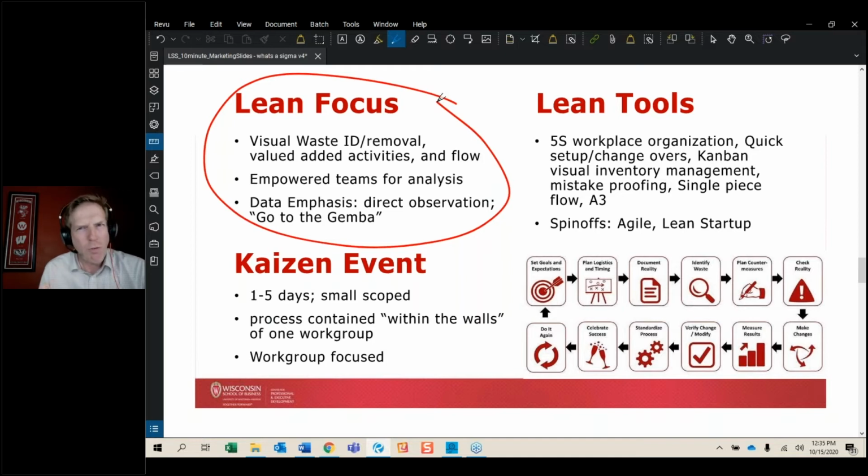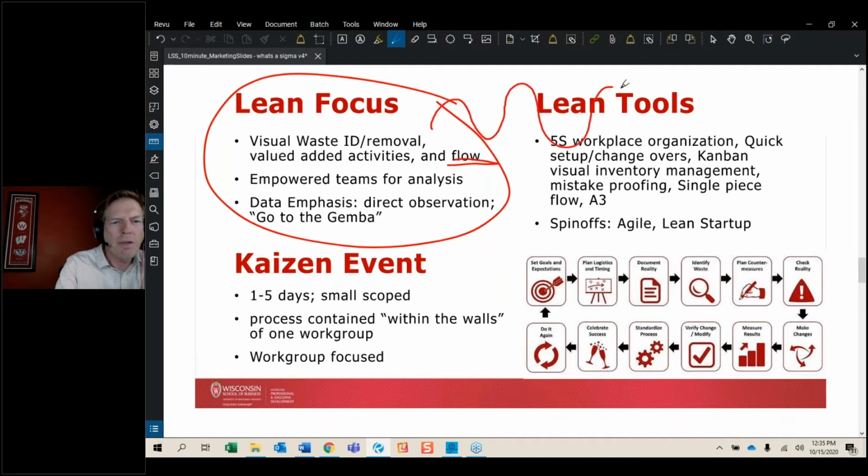But there's another focus for successful lean initiatives, and that is leveling of flow. Many of our processes have cyclical, busy, and slow periods, and lean helps us to figure out how to make it a more consistent level flow.